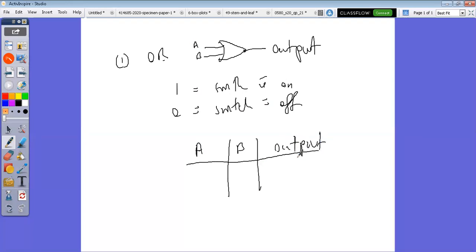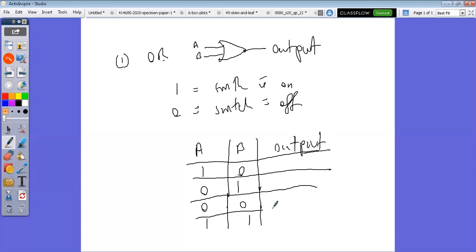So we have four possible scenarios. We can have switch A on, switch B off. Switch A off, switch B on, both switches off, or both switches on, like this. Clear? Remember what we said?